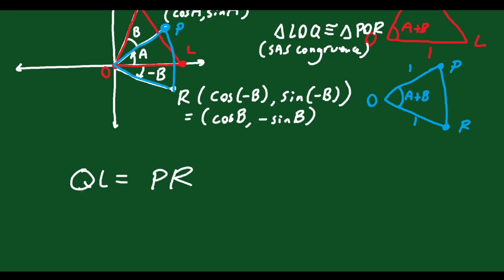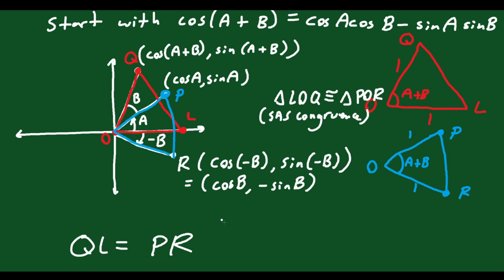Now what is QL? How do we solve for QL? Well, QL is just this length here. How would you find that? How would we find this length over here? Well, if you think about it, this triangle here is a right angle triangle, and QL is the hypotenuse of that right angle triangle. So if you could find this length and this length, you could find QL. Now how could you find those two lengths?